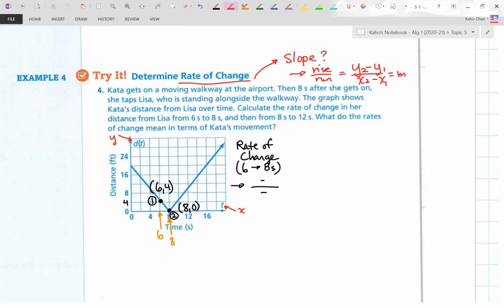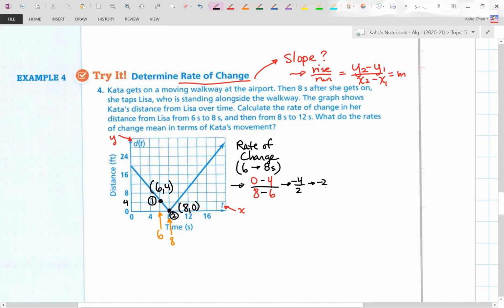Here we go, y2 minus y1. The y value of the second point is 0. The y value of the first point is 4. Great. x2 is 8. x1 is 6. Do a little math there. That gives me -4 over 2. That gives me -2, like that.